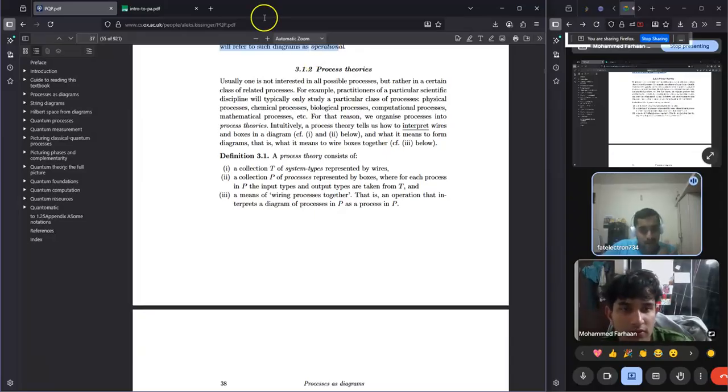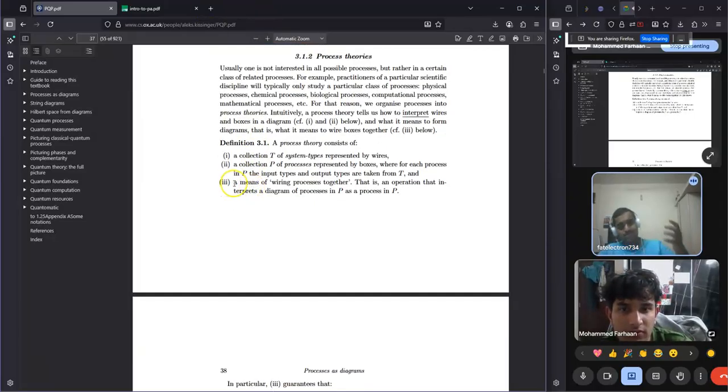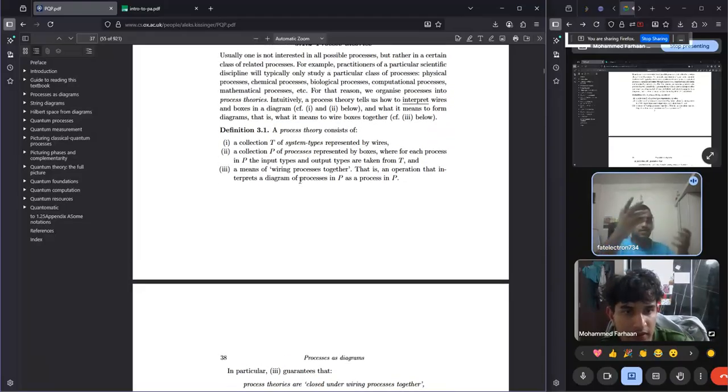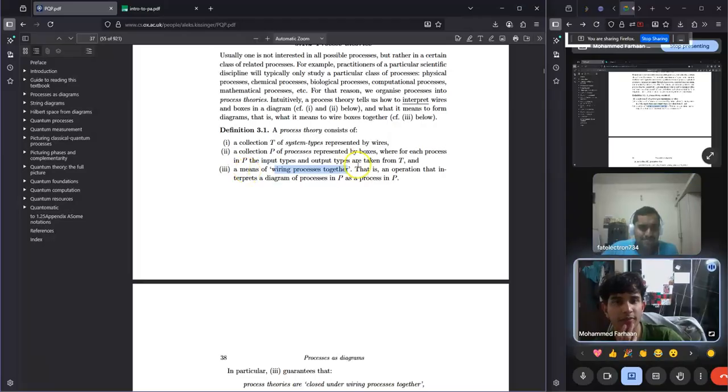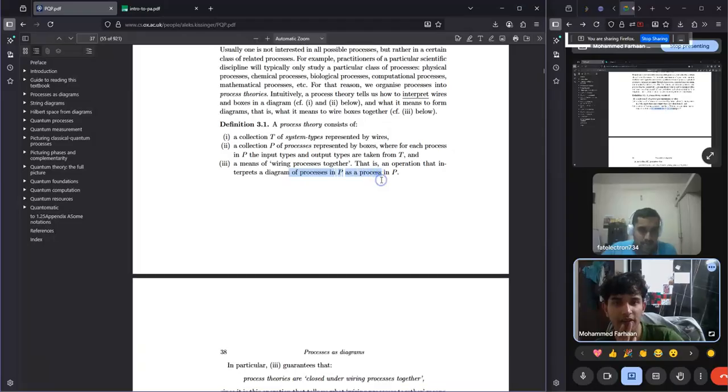It's a little confusing, but the thing is, a process theory is just a certain type of wires, a certain type of boxes, and a certain type of function where you feed these things and it tells us these are the inputs, these are the outputs, this is what the process is doing. So that's basically what the definition is. People like complicating things. I think this third one is more of an operation. Yeah, it says here it's an operation that interprets the diagrams.